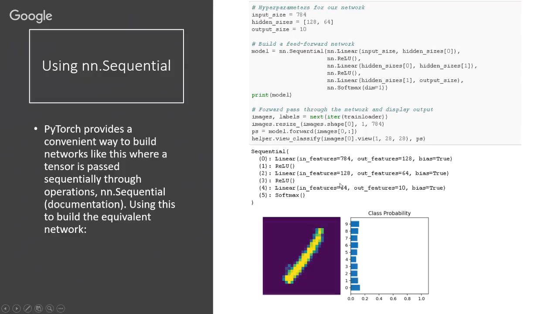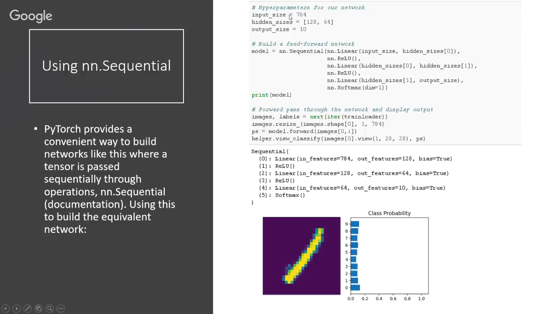Now, that's all good, but there's another easier way that you can use to create a neural network in PyTorch, which is nn.Sequential. PyTorch provides a convenient way to build networks like this, where a tensor is passed sequentially through operations, using nn.Sequential. You can look up more.